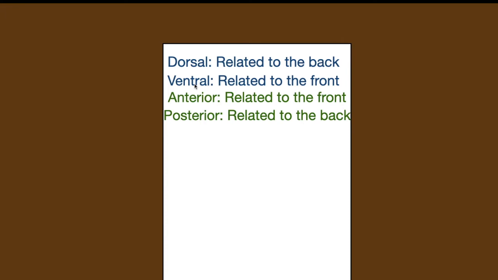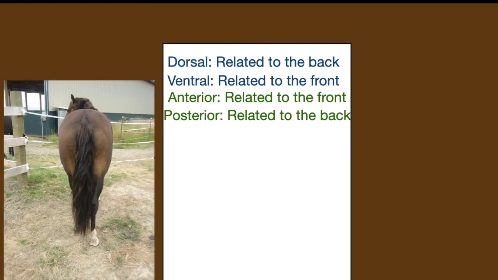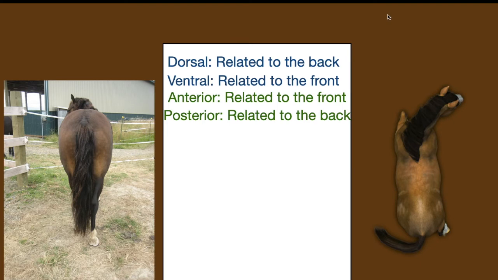So, for example, say we are talking about a horse. So this is a posterior view of a horse. And this is a dorsal view of a horse. So as you can see, here we're looking at a back view. So a posterior means a back view, but dorsal means literally our back.